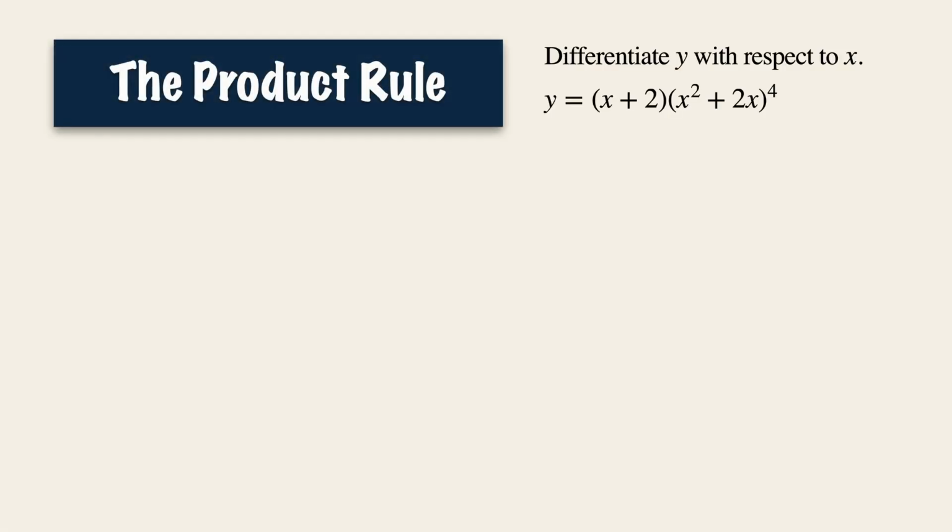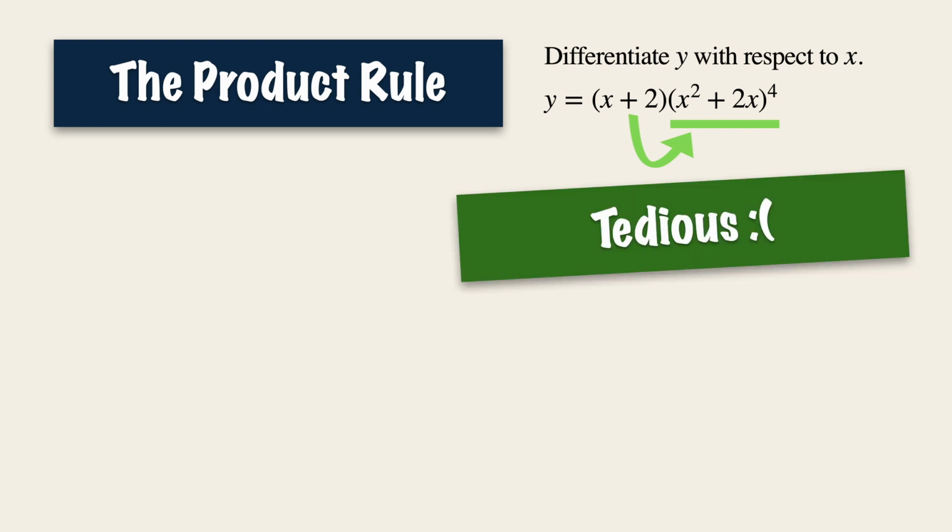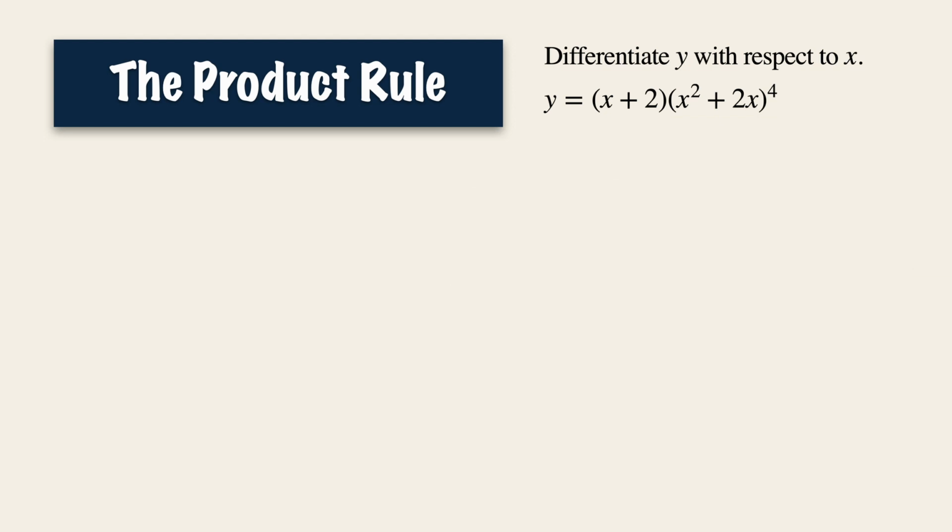Now let's try to differentiate this expression. In order to do so, we need to apply the binomial theorem to expand this function and multiply in the terms from this function and then differentiate them term by term, which is really tedious. So this is where we can use the product rule to find this derivative easily.